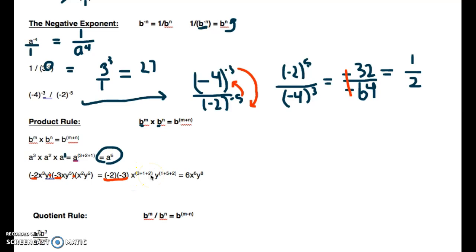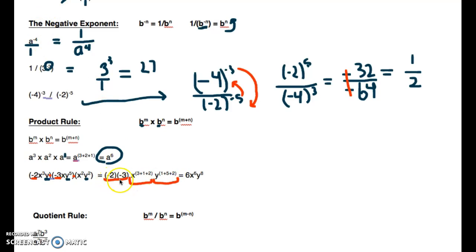We add the exponents. For my y, I have a y to the 1 right over here. I have a y to the 5 right over here. And I have a y squared right over here. Again, I'm multiplying same bases, which means I add my exponents. Alrighty, so we are going to now combine numbers with numbers, x's with x's, and y's with y's.